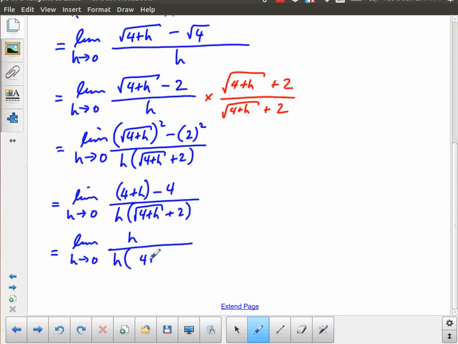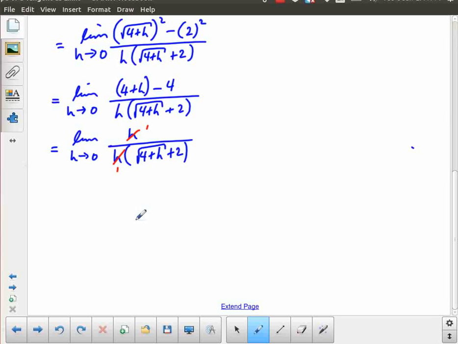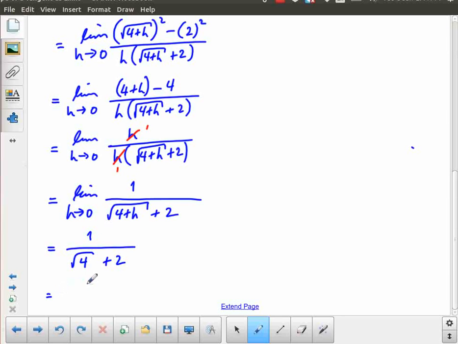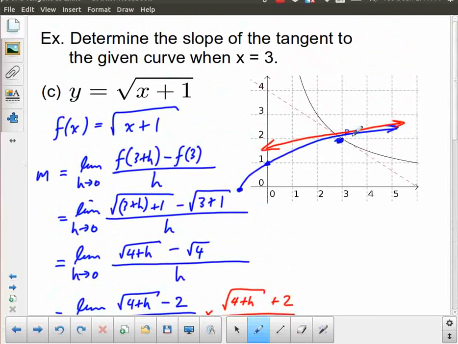And now we see that that has worked out very nicely, because I can divide out my h's, and because I'm only approaching 0, this is going to work out just fine. This becomes the limit as h approaches 0 of 1 over the square root of 4 plus h, plus 2. So what happens when h approaches 0? That just becomes 4 plus 0. That becomes the square root of 4 plus 2, which is equal to 1 over 2 plus 2, which is obviously 1 over 4.